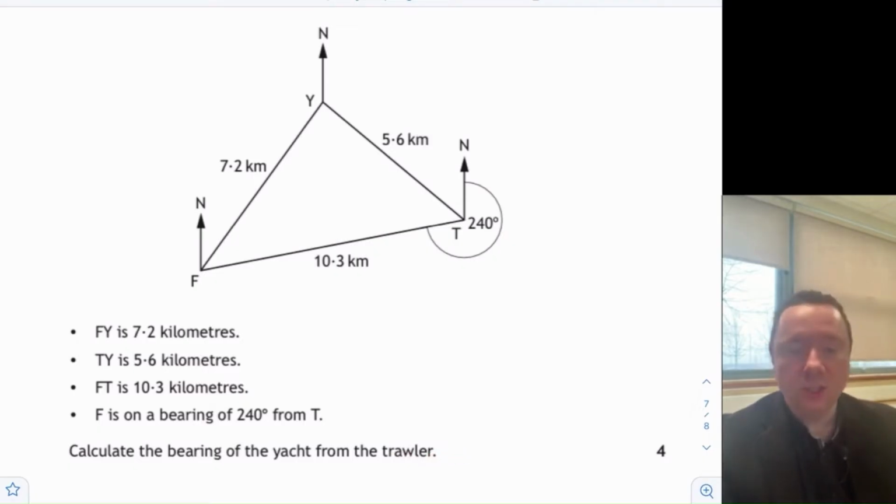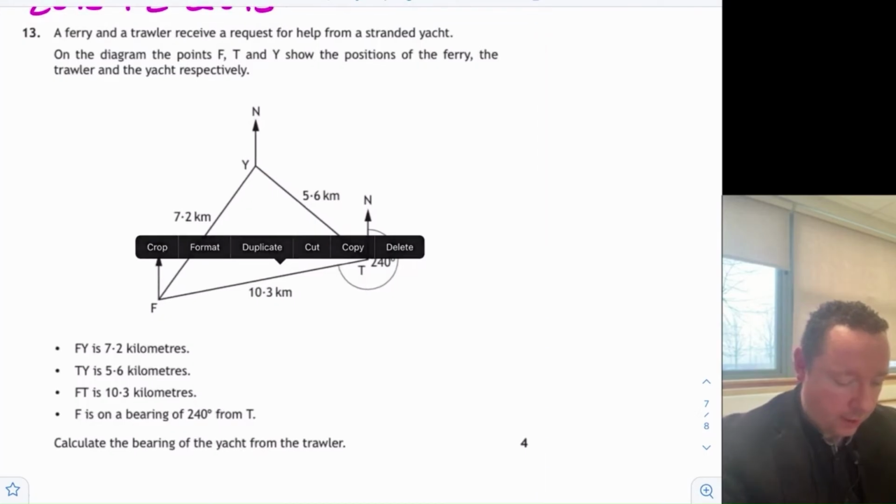A little bit of a different question. This is asking us to calculate a bearing this time, not an angle. So the bearing of the yacht from the trawler. That means it's asking us, really, starting at the trawler, go north, turn all the way around, past here, up to here, so I'm facing the yacht. That's what it's asking me to calculate.